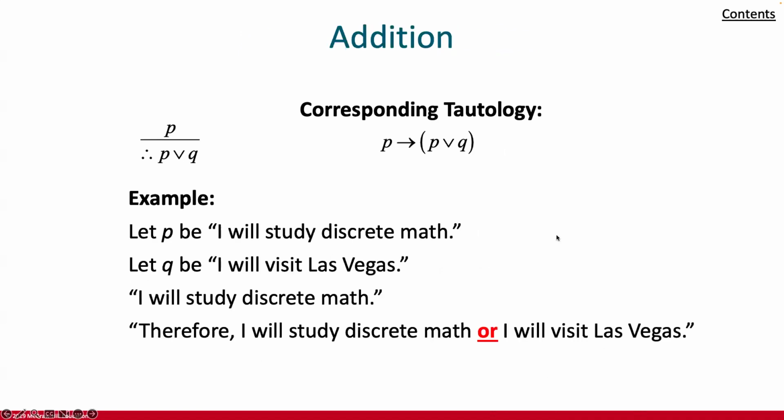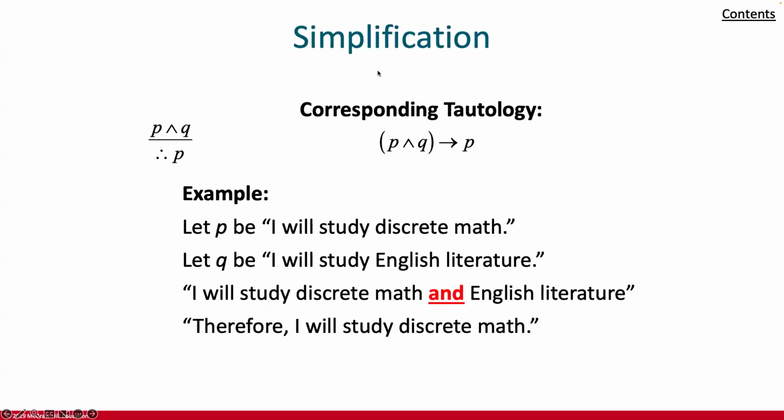For addition, here we have the tautology that we would have here. Let P be, I will study discrete math. Let Q be, I will visit Las Vegas. So I will study discrete math. Therefore, I will study discrete math, or I will visit Las Vegas. So thus we can see that's one way we can be looking at addition.